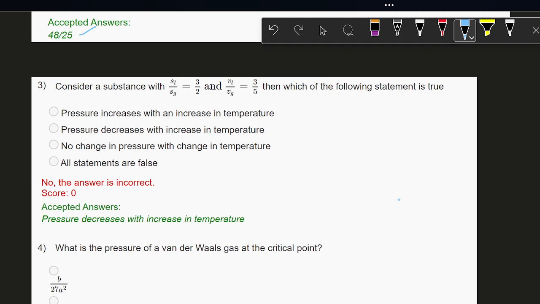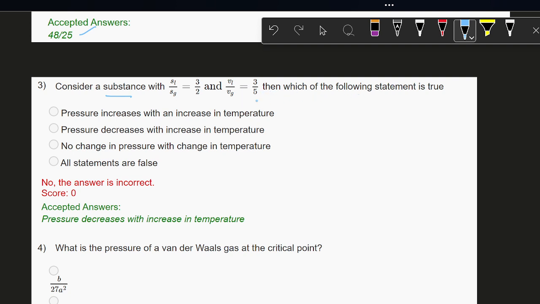Now this next question is about the coexistence of liquid and gaseous phases. We can directly use the Clausius-Clapeyron equation to solve this and get the answer, but I'd like to also give the physical meaning of that. So basically we'll first start with a little bit of introduction on how this Clausius-Clapeyron equation is coming and how it is applicable for this scenario, and then I'll solve how this answer is coming. So the question is: consider a substance, basically a system, where SL by SG is 3 by 2 and VL by VG is 3 by 5. Then which one of the following statements is true?